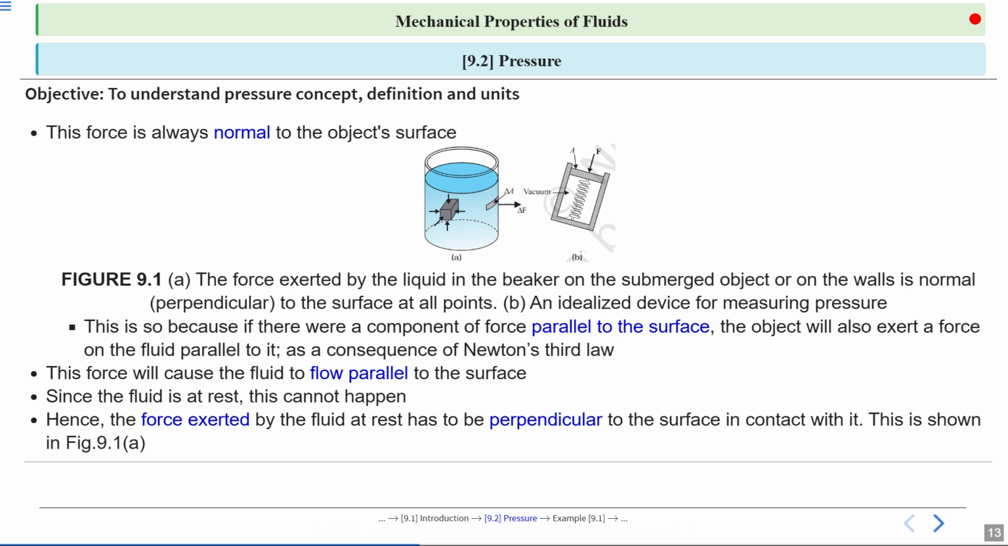This is a fundamental principle of fluid mechanics and is clearly illustrated in figure 9.1a. Understanding this helps us grasp how pressure is distributed in fluids.